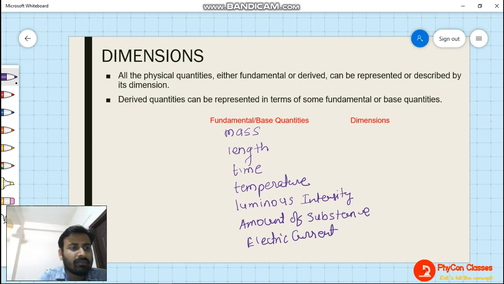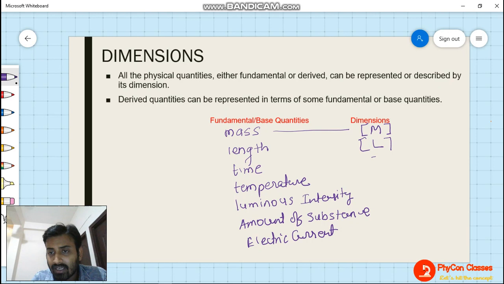Now these fundamental quantities are represented in terms of dimension, as mass is represented as capital M inside square brackets. Always, dimensions are represented or written inside these square brackets. Okay. Length is written as L inside square brackets. Time, T, inside square brackets.